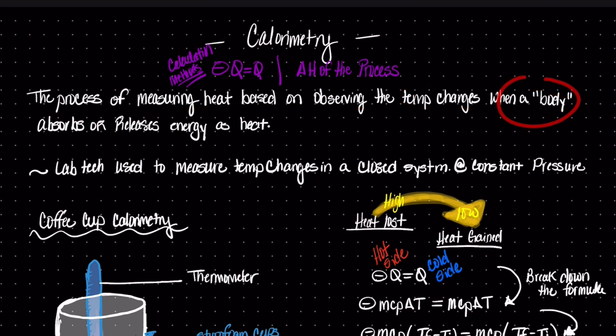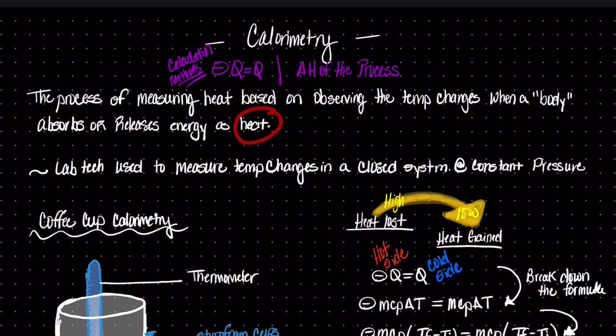When we're talking about a body in chemistry, we're talking about one thing interacting with another. How these things are interacting with each other. That's one body interacting with another. You can think about body like a thing. So when one body absorbs or releases energy as heat.